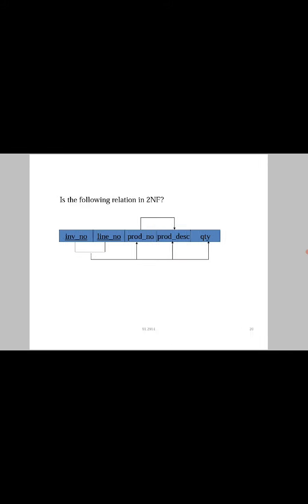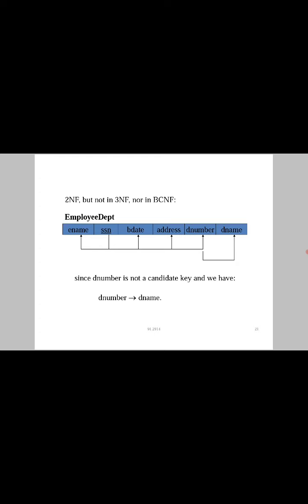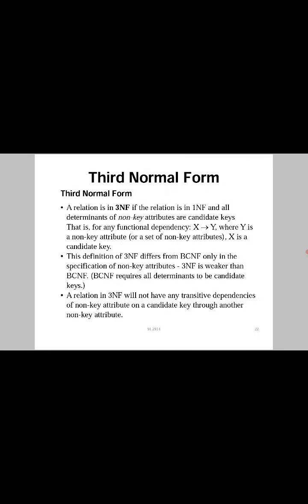So here is another example, taking the employee table or employee relation: employee number, SSN number, birth date, address, department number and department name. Here department number is not a candidate key and department name is totally dependent on department number. So third normal form.